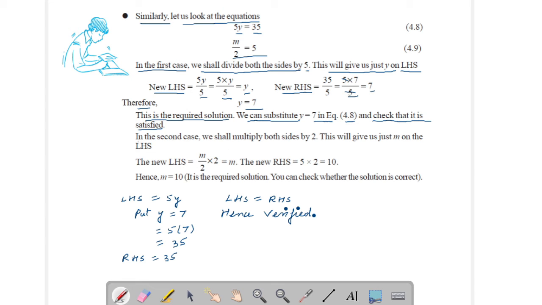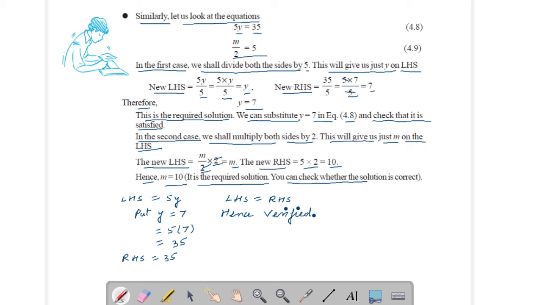Now, in the second case, we shall multiply both sides by 2. This will give us just m on the left hand side. The new left hand side equal to m upon 2 into 2, and here 2 is cancelled by 2, and what is left? M. The new right hand side equal to 5 into 2, that is 10. Hence m equal to 10. It is the required solution.